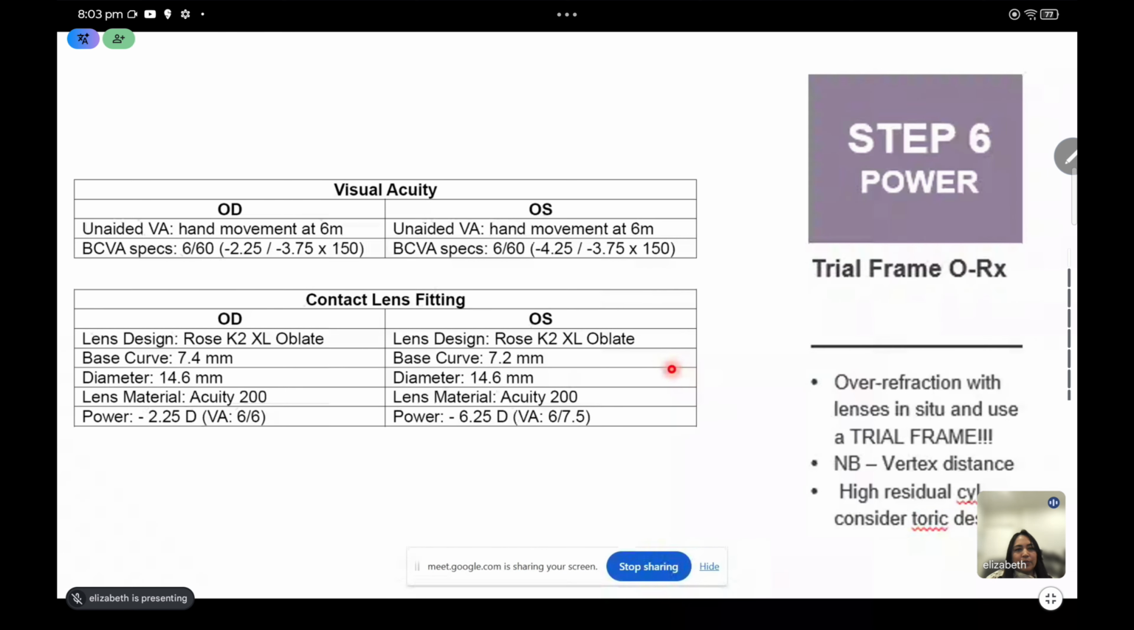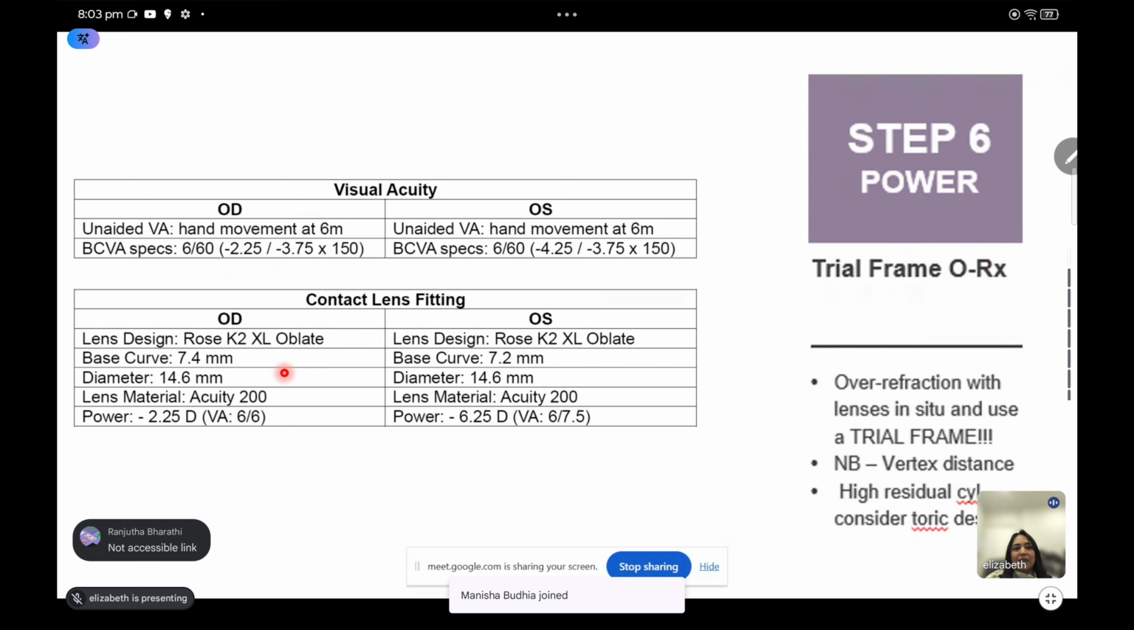Okay, and then this basically just gives you an idea of what we had achieved with this patient. So unaided VA was hand movement, best corrected vision with spectacles was 6/60, and when we fitted the oblate lenses for this patient, we actually got him down to 6/6 vision.